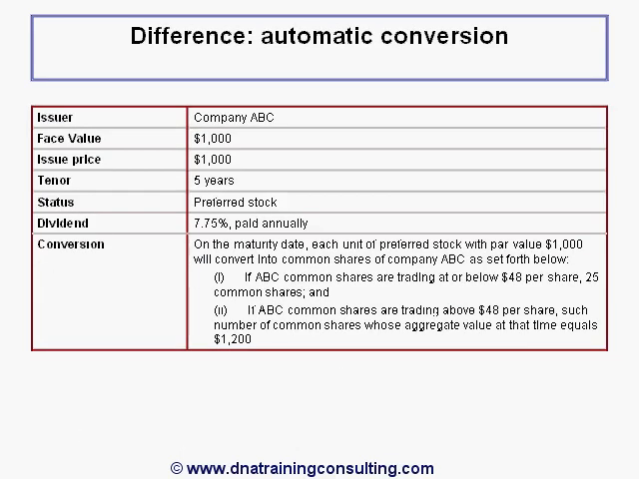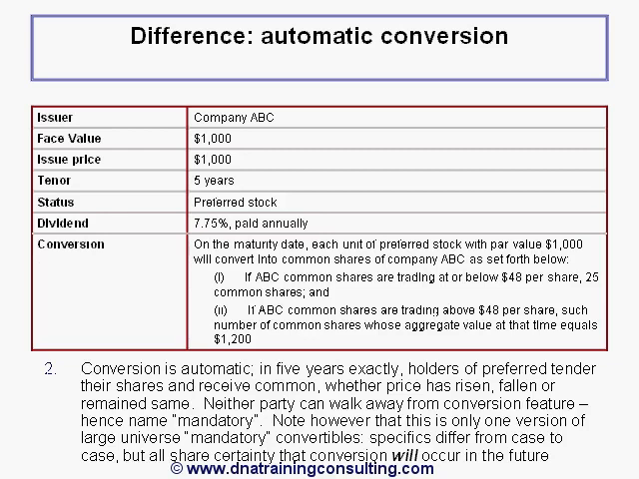Difference number two, conversion is automatic and not at either party's option. In 5 years exactly, the holders of the preferred shares tender their shares and receive in exchange from the company common stock, whether the price has risen, fallen, or remained the same. Neither party can walk away from this conversion feature, hence the name mandatory.